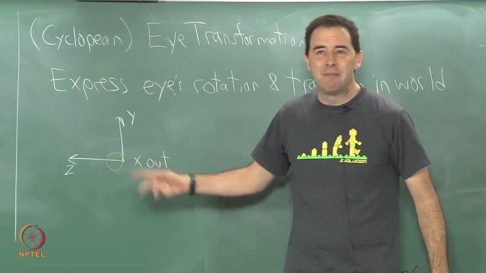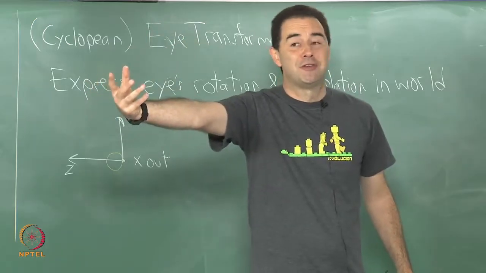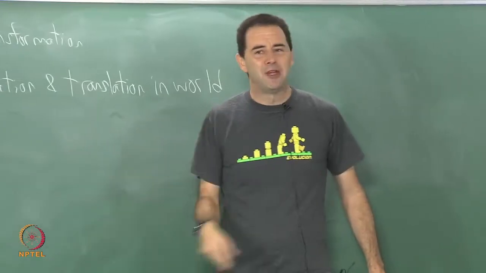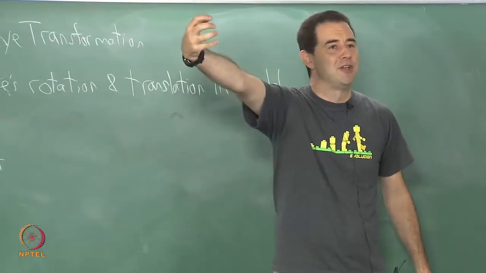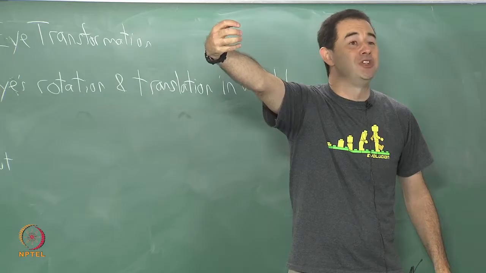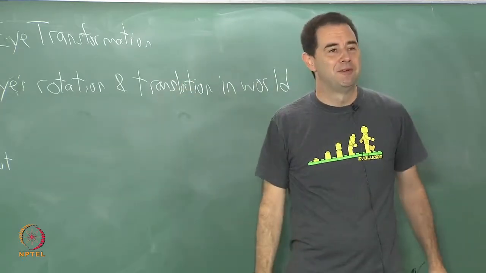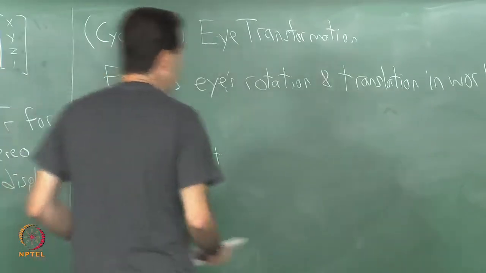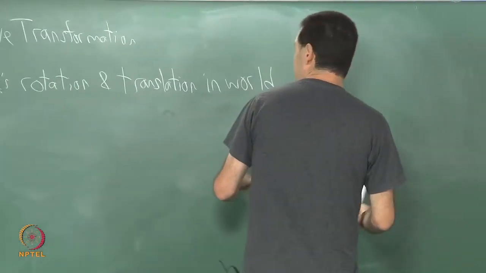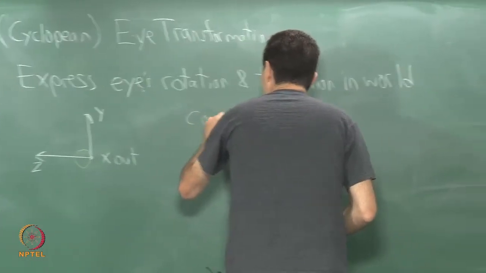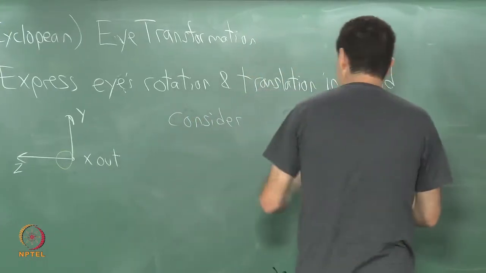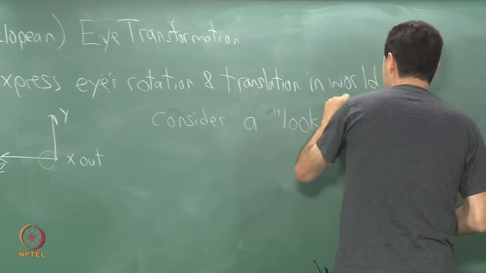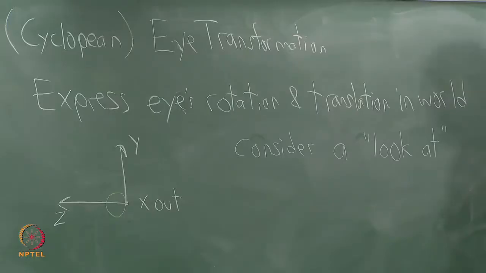And now if I take the eyeball and place it into the world, there's going to be a transformation for that. That's going to be a rotation and a translation of the eyeball. I want to figure out what that transformation is based on how I place the eyeball, and then I want to use that to make the eye transform. So one way to do that, which is very common, is to consider what is called a look at. Somewhat strange name, but a look at.